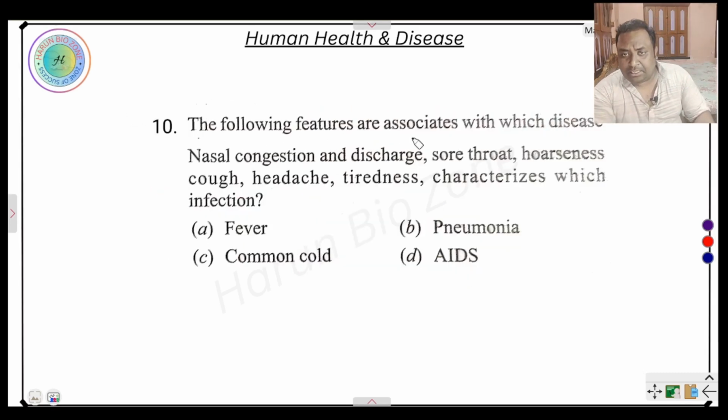Next question, the following features are associated with which disease? Nasal congestion, nasal discharge, sore throat meaning congestion in the throat, hoarseness, cough, headache, tiredness: characteristic of which infection? This infection is caused by pneumonia. Pneumonia is caused by the pathogen Streptococcus pneumoniae. Clear?